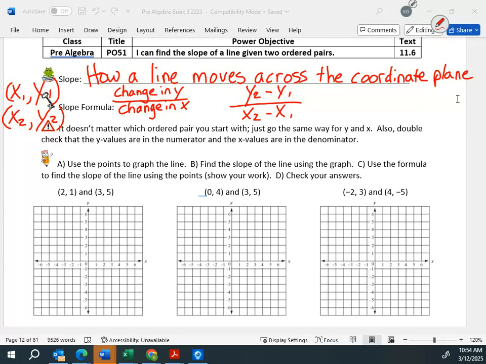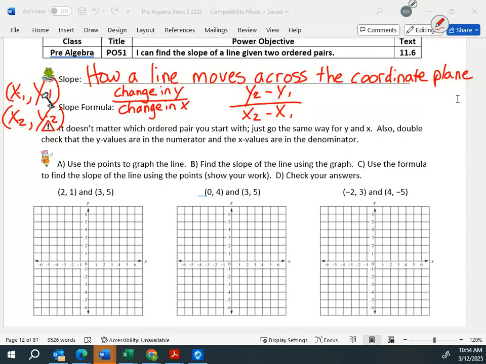So we're going to be looking at that ordered pair, deciding which one was my 1 and which one's my 2. Making sure the y's are always on top, because that's the change in y, the rise, going up or down. Always over the x, the run going across. So it doesn't matter which ordered pair you start with, but just go the same way for x. So if we have this y on top, then this x has to be the first one on the bottom. So they have to match up.